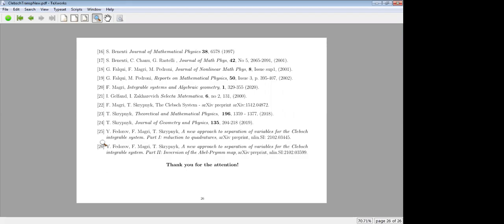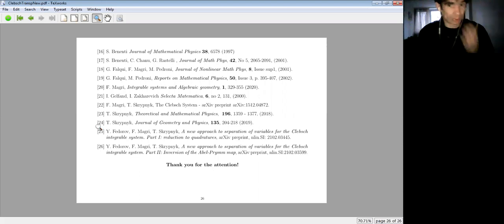In the first one, a new interpretation of the symmetric separation of variables was proposed. This is a development of paper 22. And in the second one, the theta functional solution for the constructed Abel type equation has been found. Thank you for the attention.